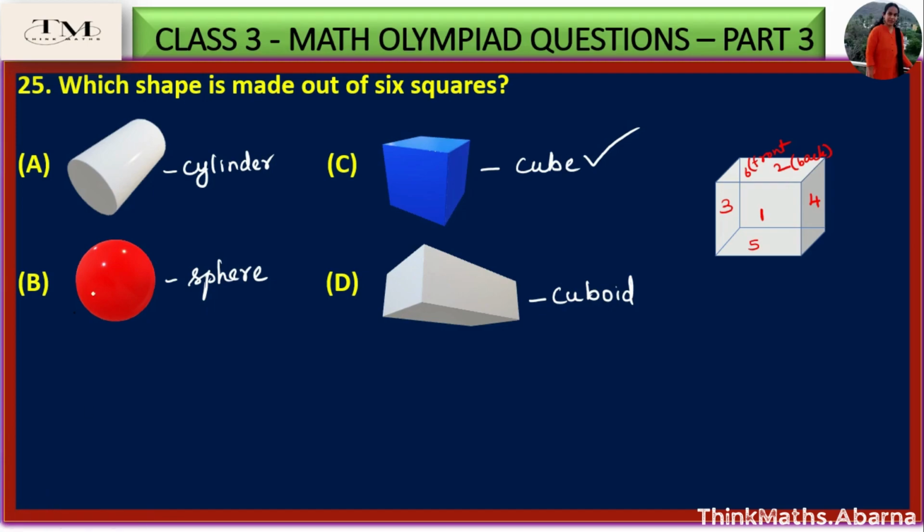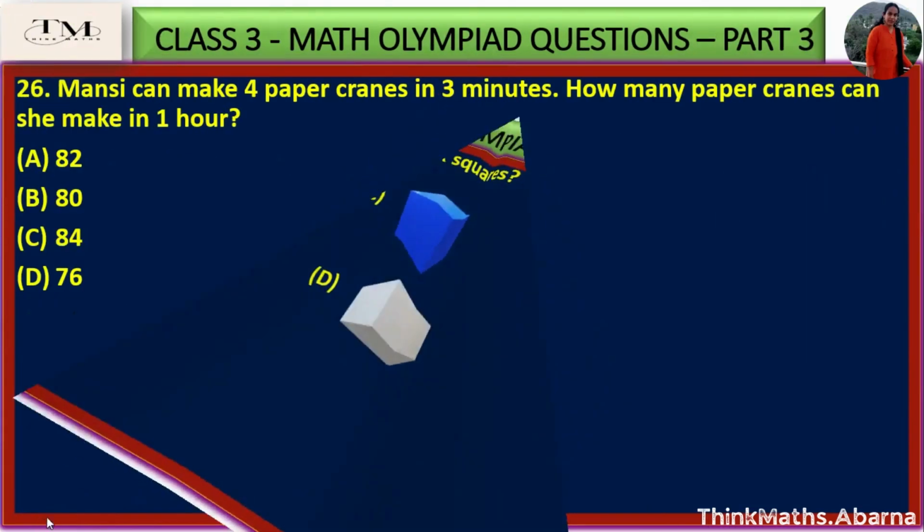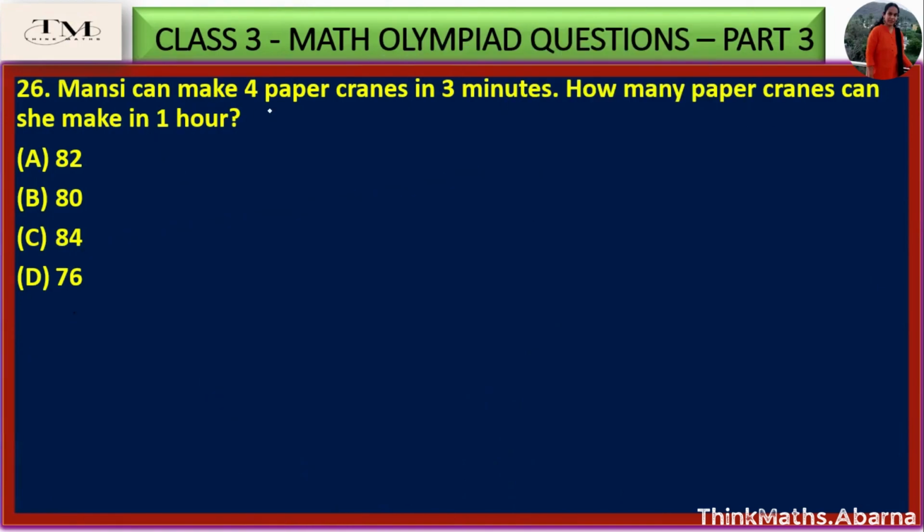So moving on to the 26th question. Mansi can make 4 paper cranes in 3 minutes. How many paper cranes can she make in 1 hour? So 1 hour makes how many minutes, children? Do you all know? Yes. 1 hour equals 60 minutes. Here what is given? 4 paper cranes in 3 minutes. Now we have to divide 60 minutes in groups of 3. How many groups can make 60 minutes?